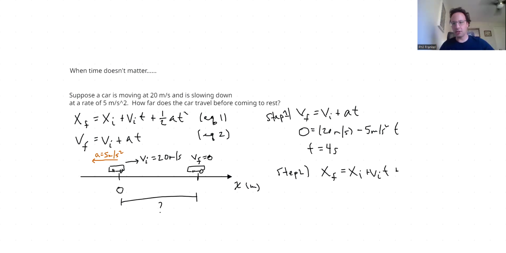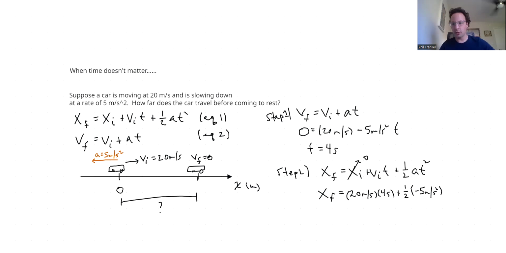The initial position is 0 because I've decided to label x equals 0 to be where the car starts. The final position is going to be 0 plus the initial velocity, 20 meters per second, times how much time it travels throughout this whole process, which is 4 seconds, plus 1/2 times the acceleration, which is negative 5 meters per second squared, times the total time of this process, 4 seconds squared. Don't forget to square it.